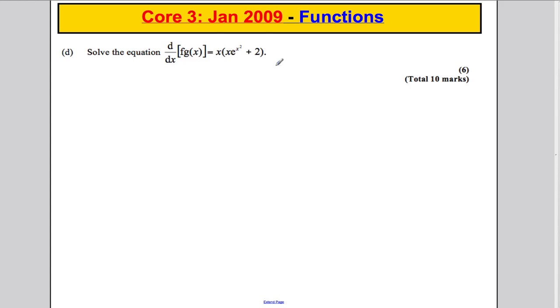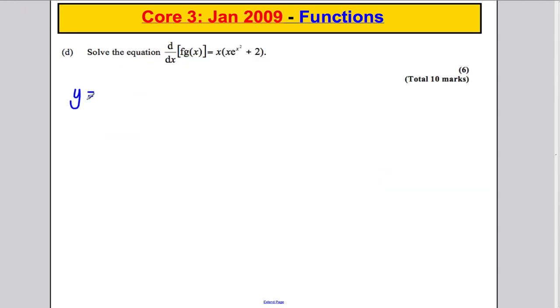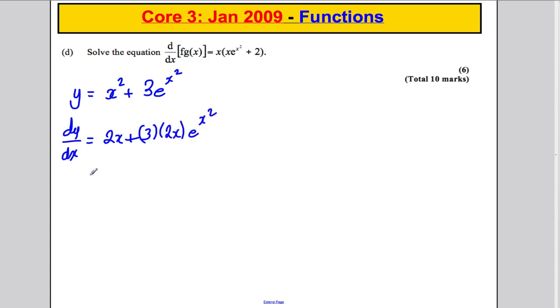Part D, we're asked to solve this equation here. If our function is y is f of g of x, and f of g of x is x squared plus 3e to the x squared, we are asked to differentiate it and make it equal to this. So dy by dx must be 2x plus, keep the 3 where it is, differentiate the x squared, we get 2x, keep e to the x squared as it is. So dy by dx must be equal to 2x plus 6x e to the x squared.